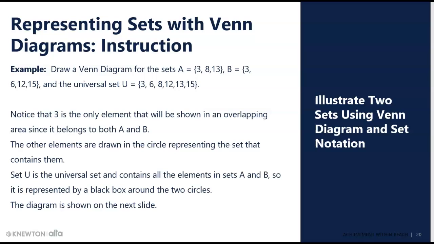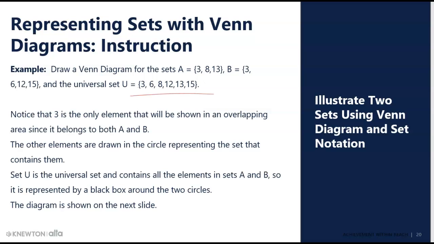So we're asked to draw a Venn diagram for the sets A is 3, 8, 13, B is 3, 6, 12, 15, and the universal set is 3, 6, 8, 12, 13, 15. When we are done drawing our Venn diagram, each of these elements will appear once and only once, and they will appear in the correct position, either in set A, in set B, and the overlap between them, or outside of the sets on the paper, indicating they're in the universal set, but not in either one of these sets.